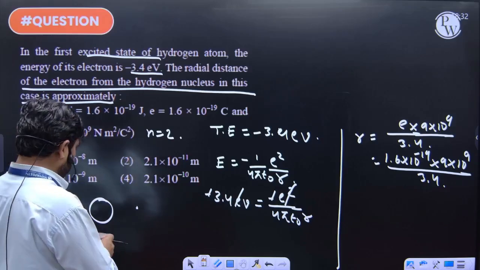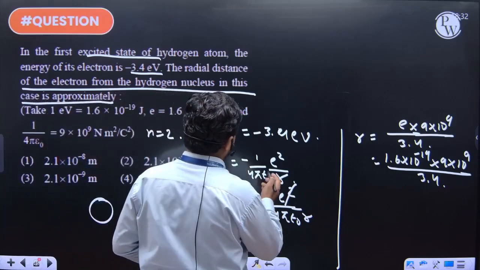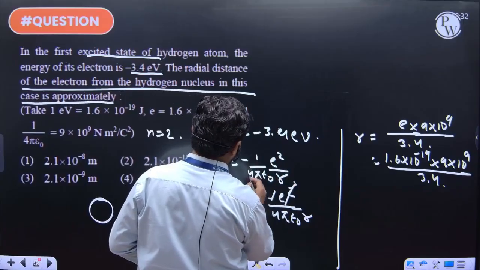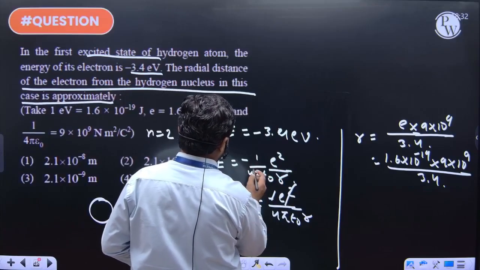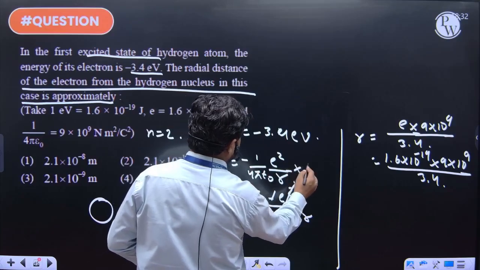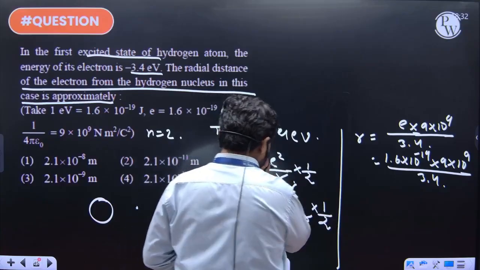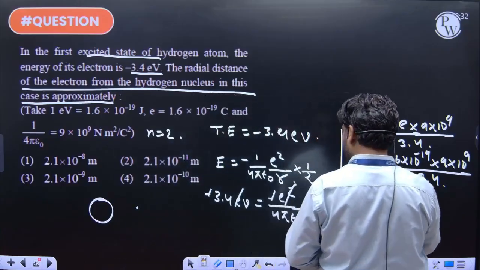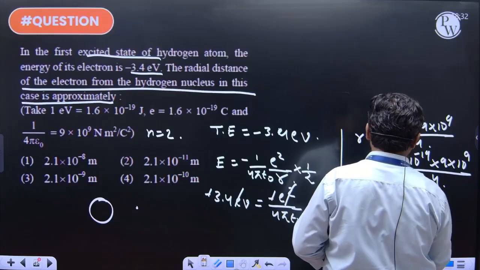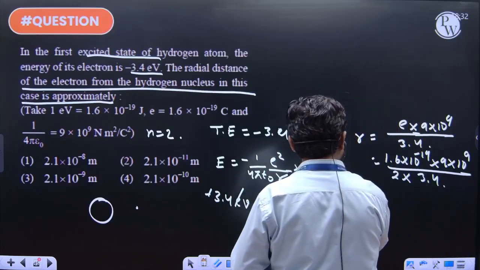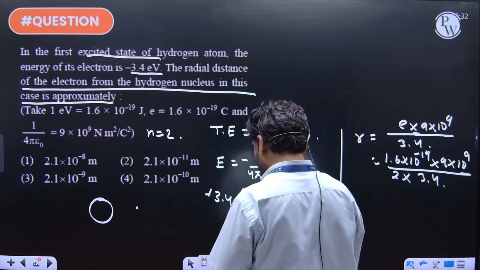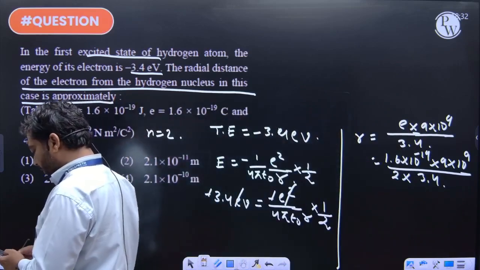Oh, we are talking about the total energy, right? So one thing I missed. This one is total energy. So here 2R will come. 1 by 2, it is 1 by 2, right? Total energy, so 1 by 2 will come. 1 by 2 I missed. So here 2 into 3.4 will be there. Okay, let me calculate this one.